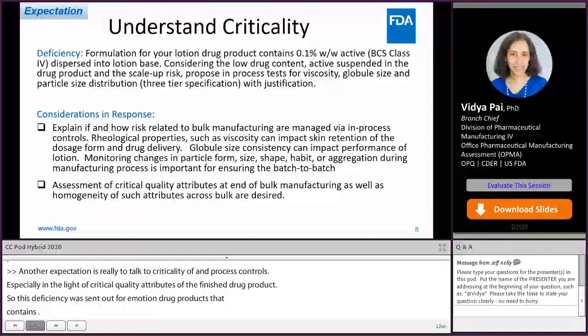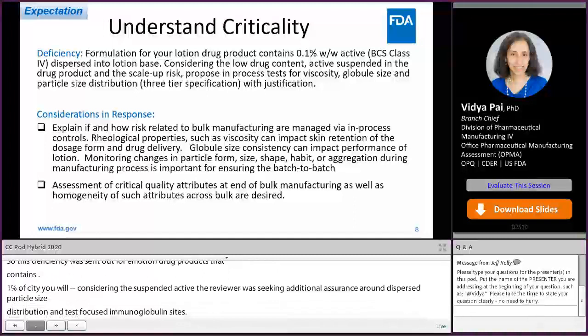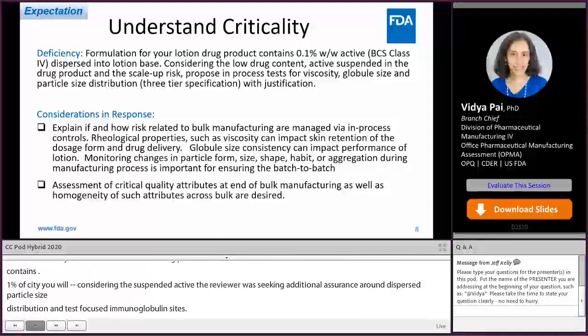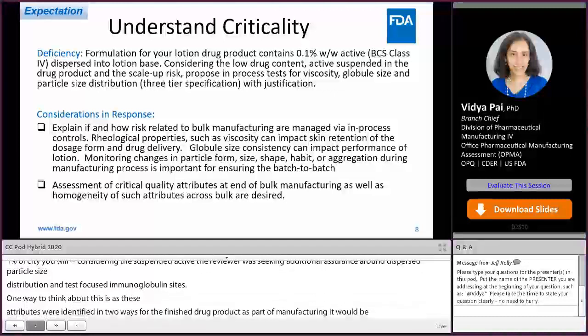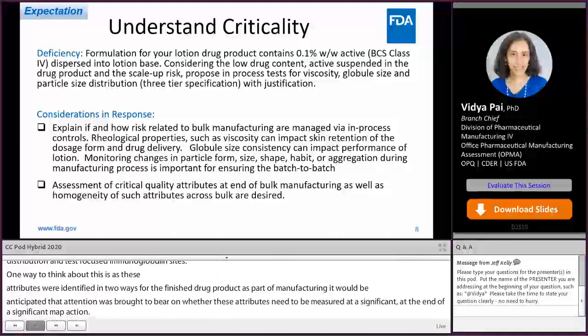So one way to think about this is that as these attributes were identified as CQAs for the finished drug product, as part of manufacturing, it would be anticipated that attention has been brought to bear on whether these attributes need to be measured at the end of a significant phase of manufacturing. For example, viscosity and globule size can impact lotion performance as well as delivery characteristics. Changes in particle size, shape, habit, or aggregation may require monitoring to allow for batch-to-batch consistency.